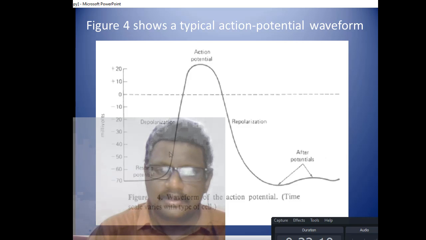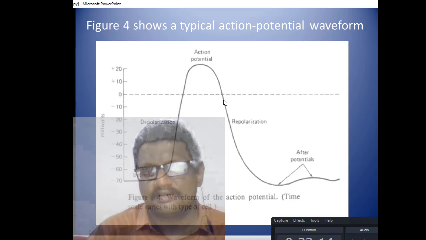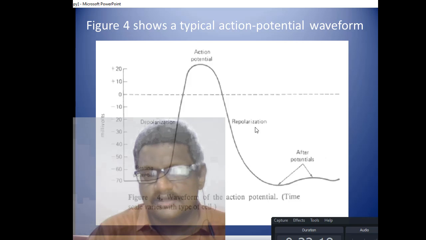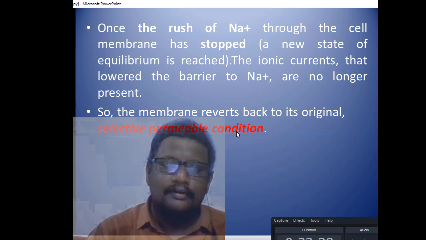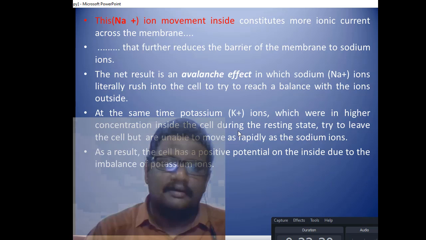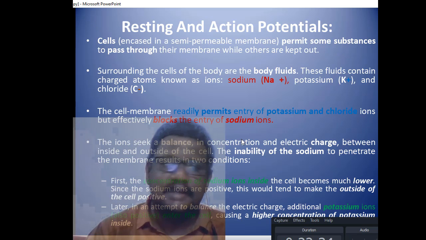So when I talk about repolarization, I am moving here. That means this process is called depolarization, and this process is called repolarization. So depolarization and repolarization are processes, whereas this is called the resting state, and this is called the action state or action potential. So we need not restrict ourselves to this. We have to study in depth why this resting potential becomes action potential.